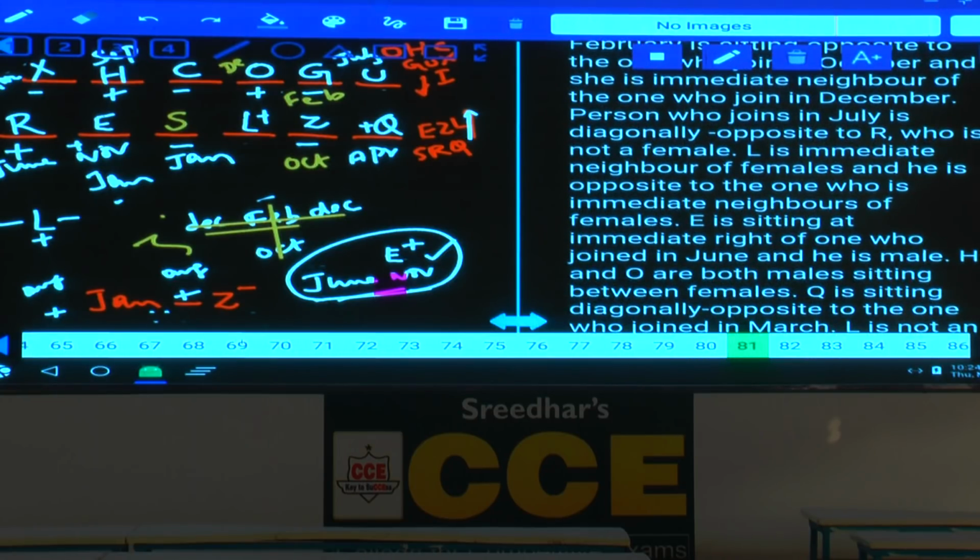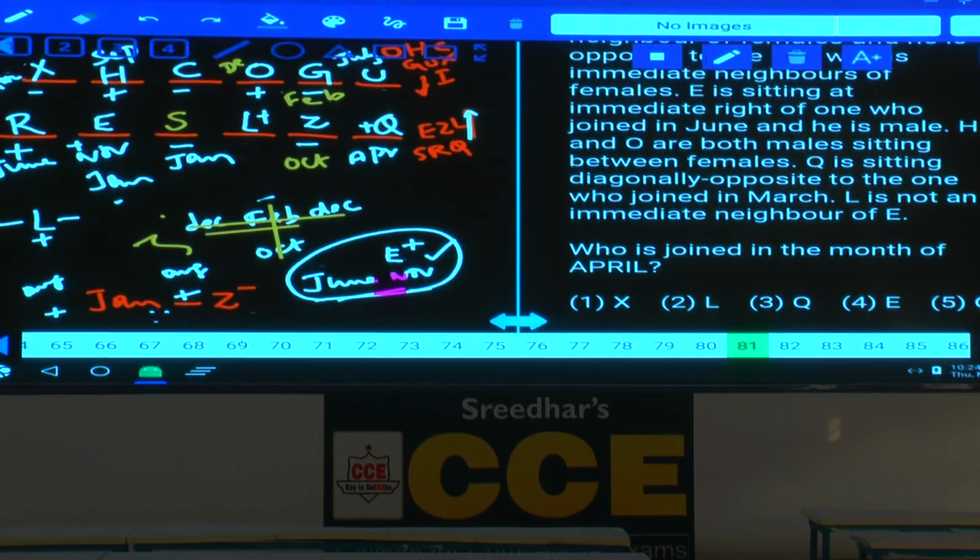And E is sitting at the extreme right end. E is sitting at the immediate right of the one who joined in June, and he is a male. H and O are both males and are seated between females. And next, Q is sitting diagonally opposite to the one who joined in March. And L is not an immediate neighbor of E. This is the information we have.